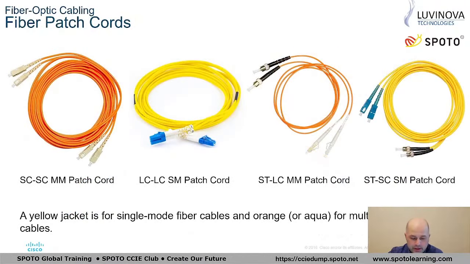A fiber patch cord looks exactly like that. You have an SC MM patch cord, an LC SM patch cord, and an ST LC patch cord. You see here in this cable you have two different types of connectors, two different types of patch cord, or you have here an ST to SC patch cord with connectors.